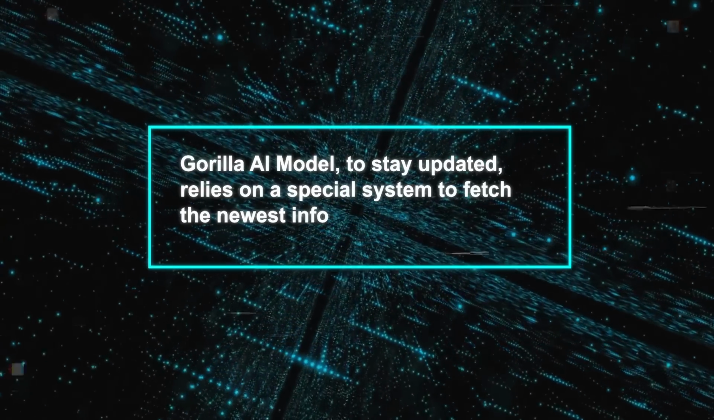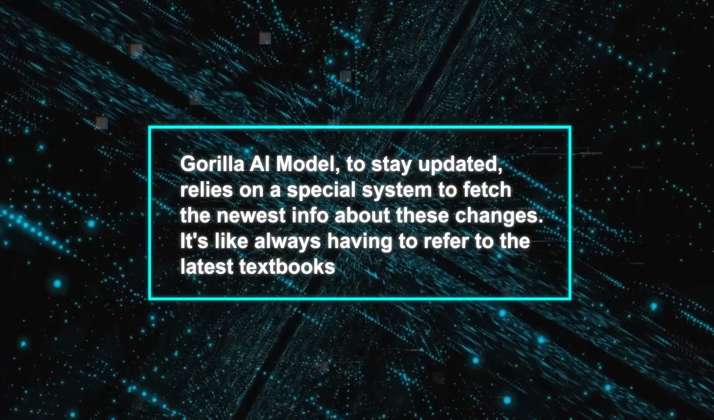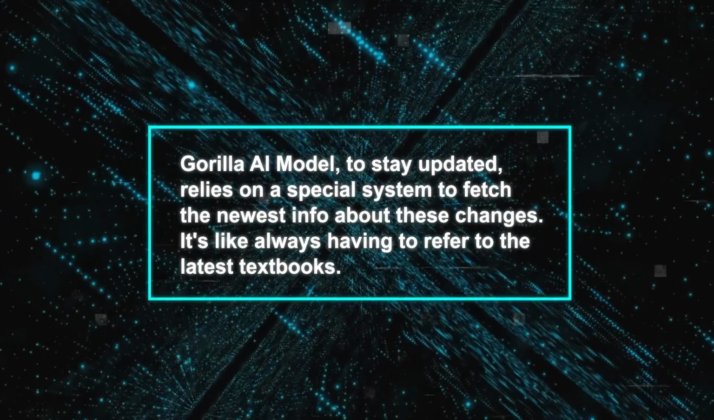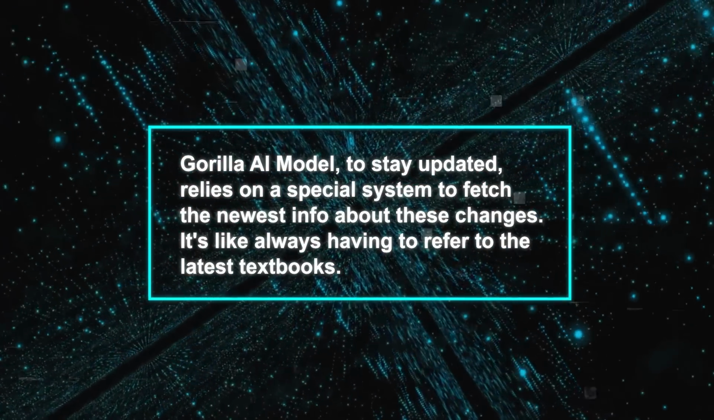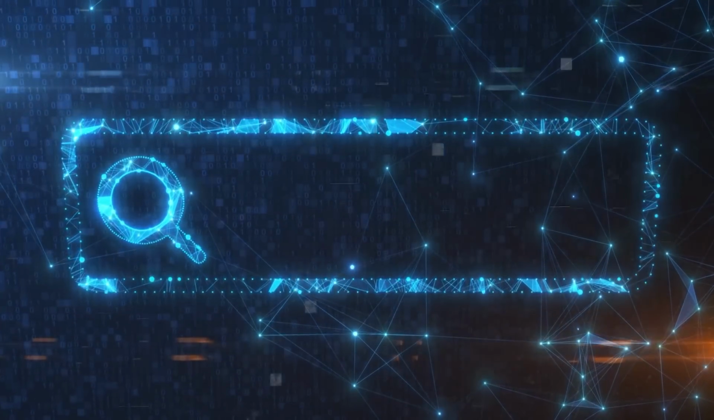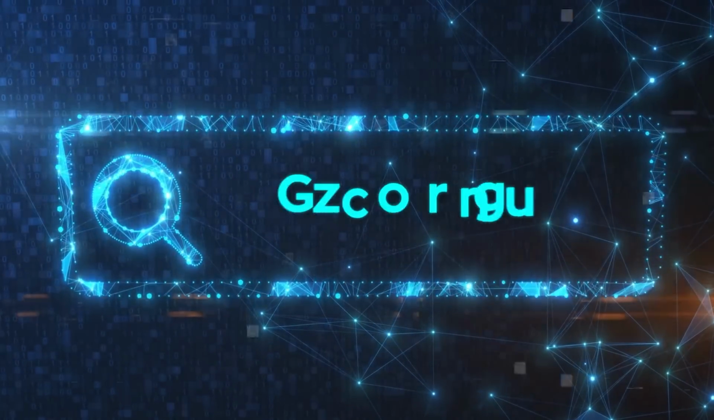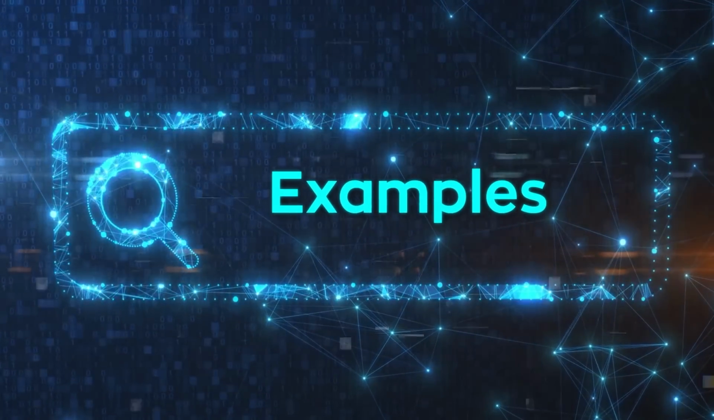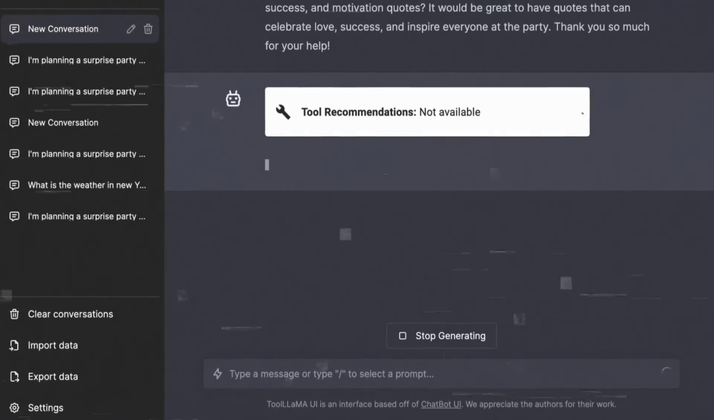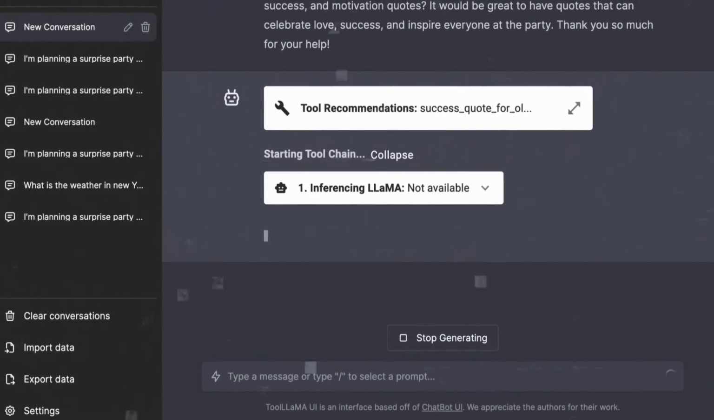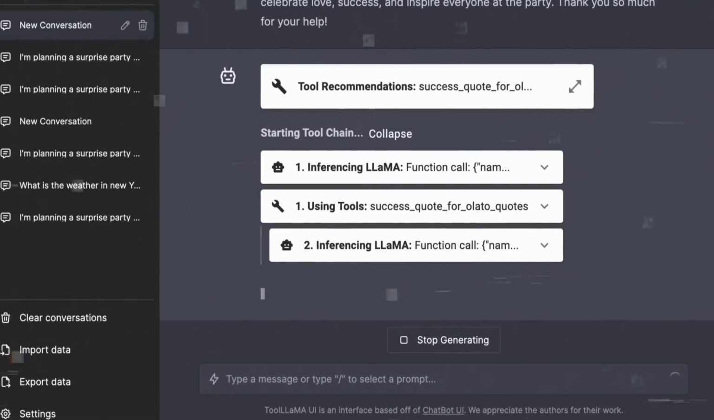And here's another cool thing. You know how things online keep changing and updating? Gorilla AI model, to stay updated, relies on a special system to fetch the newest info about these changes. It's like always having to refer to the latest textbooks, but Tool-LLM is a quick learner. Give it a new guide or some examples and it's ready to go, making it more nimble in adapting to the ever-changing online world.